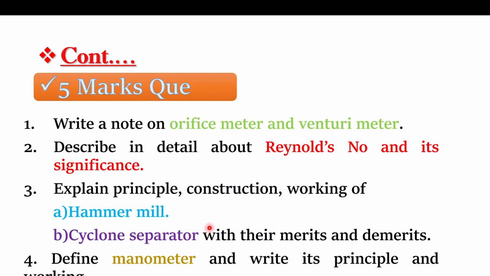Like the previous question, two questions are from this topic. The principle, construction, working of hammer mill with their merits and demerits. Clearly explain the principle, construction, working of cyclone separator with their merits and demerits. One thing to keep in mind is that there are lots of size reduction machines, size separators, mixers, dryers, and evaporators, so it's very difficult to remember all the things from this topic.